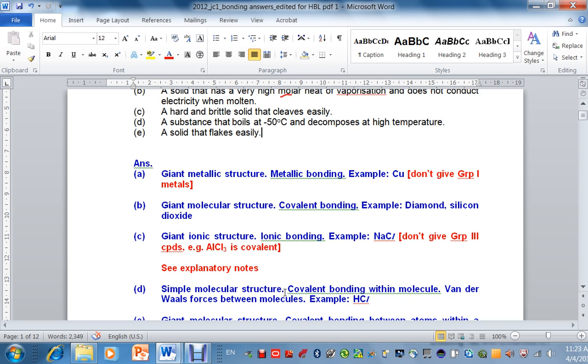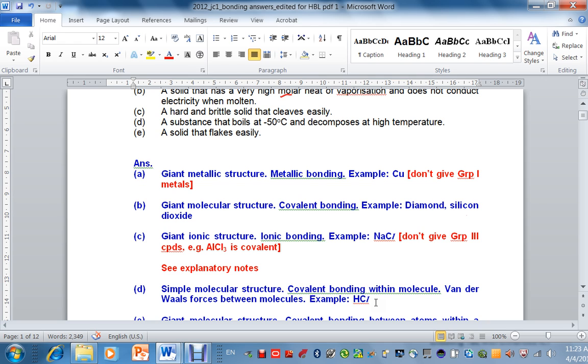For simple molecular structure, I want you to distinguish between the two types of bonding. First you have bonding within the molecule, that means inside one molecule. The atoms are held by covalent bonds. Then in between different molecules, they are held by weak van der Waals forces. The covalent bond inside the molecule is strong, but the attraction between the different molecules, van der Waals forces, is weak. One example that you can give is hydrogen chloride.